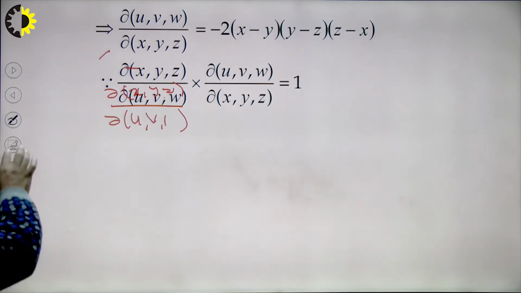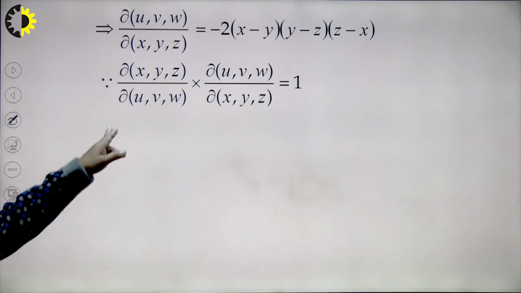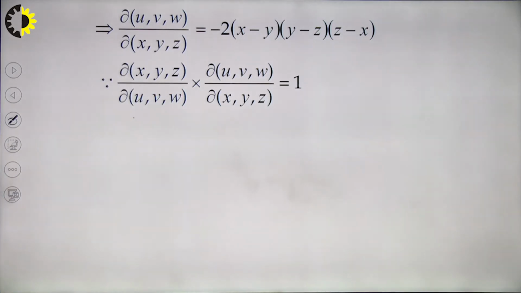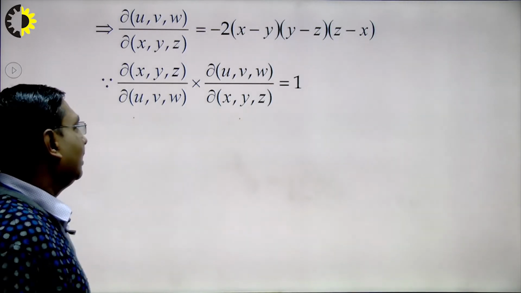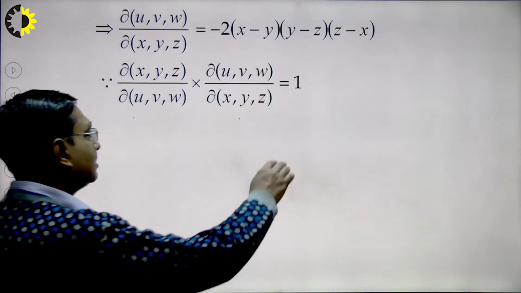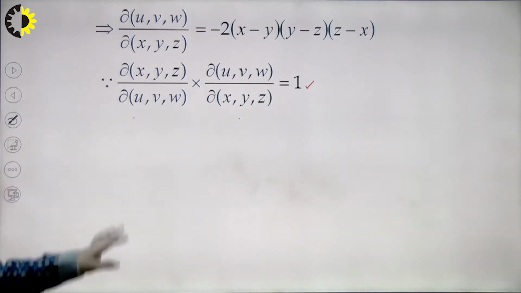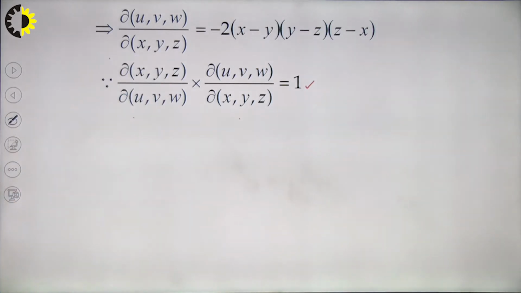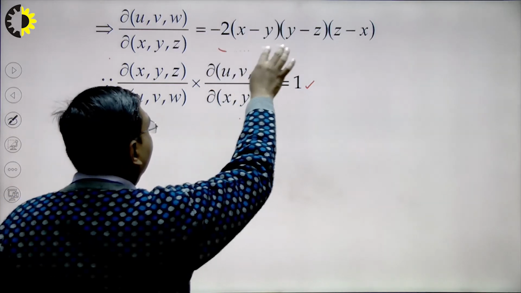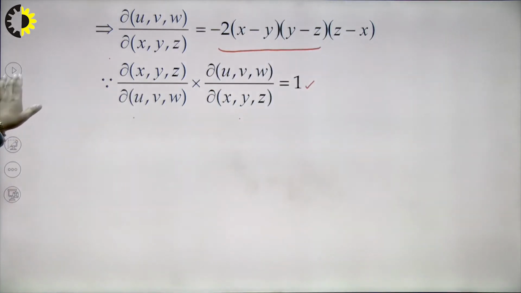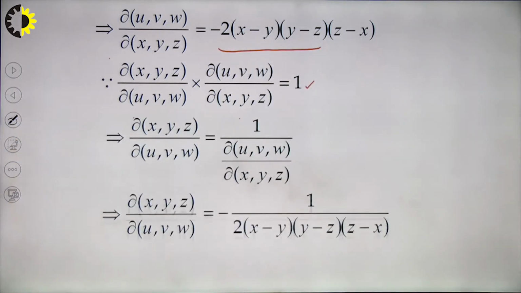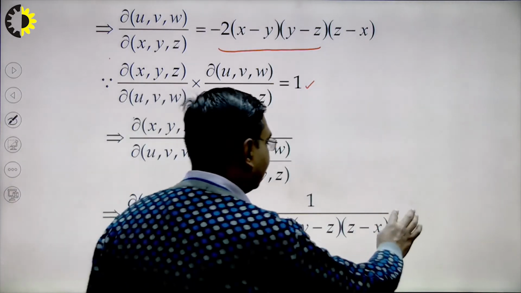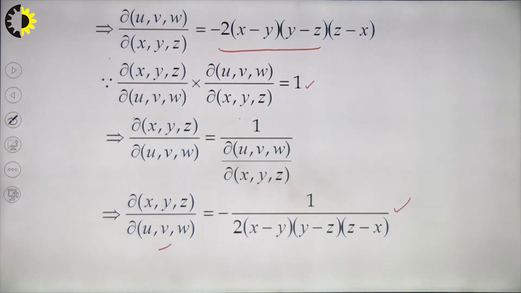It is our property: del x y z over del u v w multiplied by del u v w over del x y z is always 1. This value del u v w over del x y z can be written as this expression, and this gives del x y z over del u v w is equal to minus 1 upon 2 x minus y, y minus z, z minus x, which is our required expression.